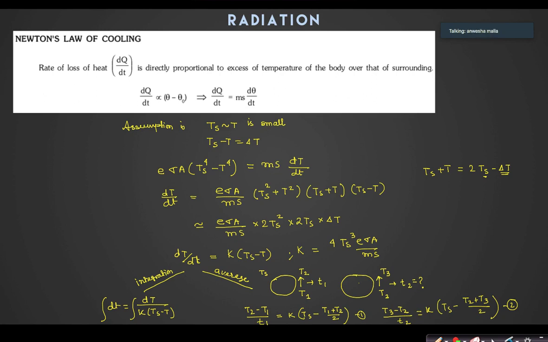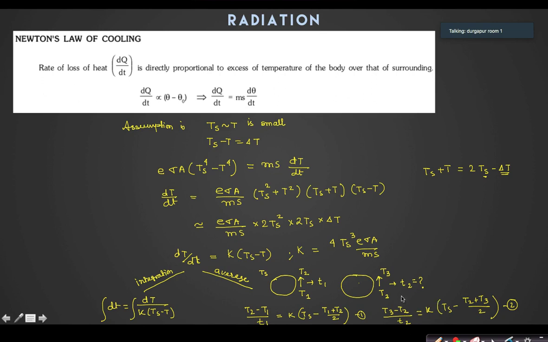Sir, what is the limit till which we can consider Ts minus T to be small? Actually, even if I am saying that it is small, even if it is not small, you can take that. Not small means what? Look, here both the surrounding and body temperatures are taken in absolute temperatures, the absolute scale.